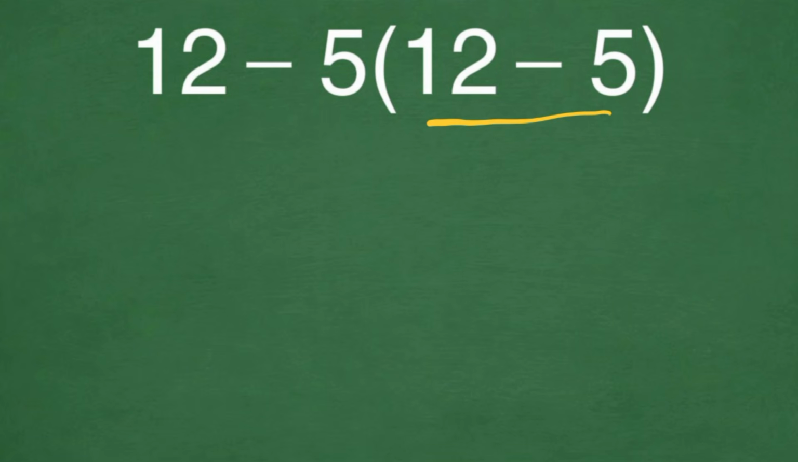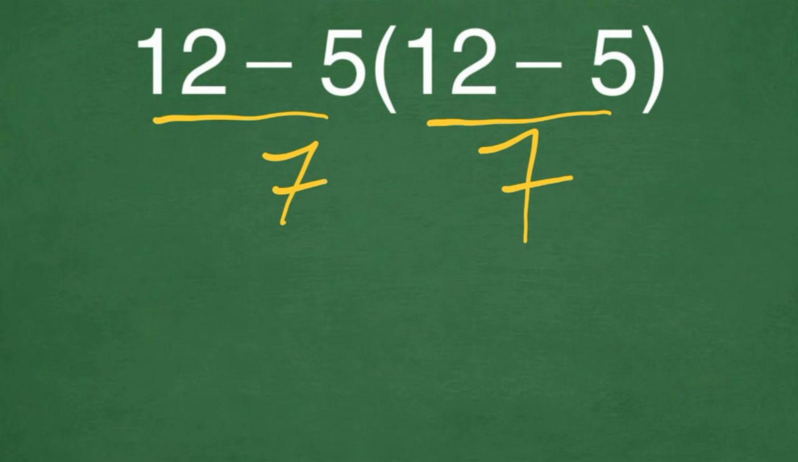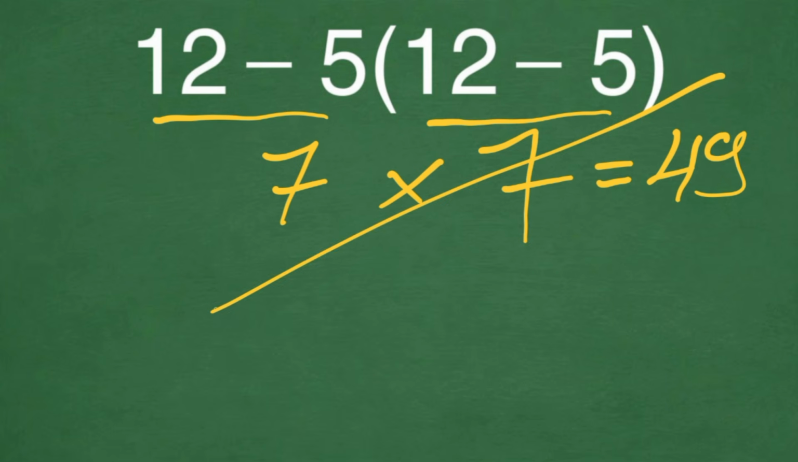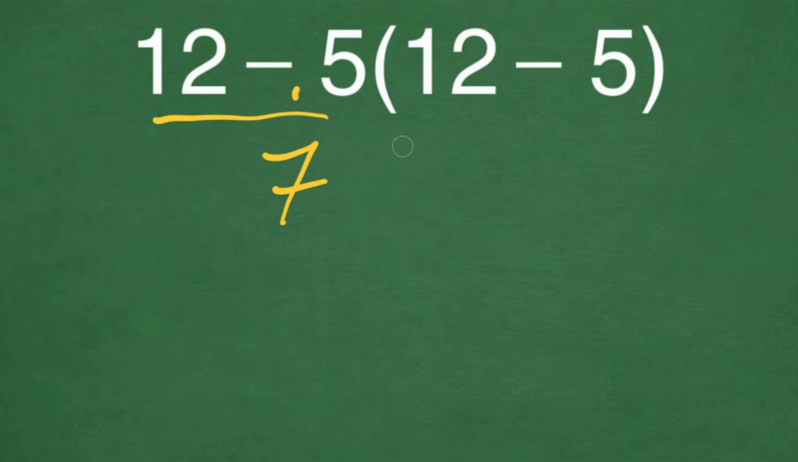12 minus 5 gives us 7. And again, 12 minus 5 gives us 7. And 7 times 7 is equal to 49. But this answer is not correct, because according to the order of operation, PEMDAS, which I am going to write right here.